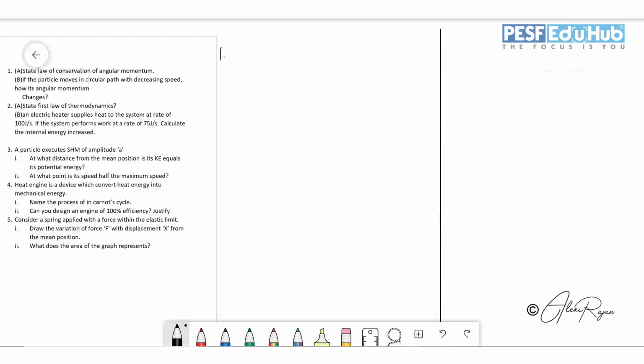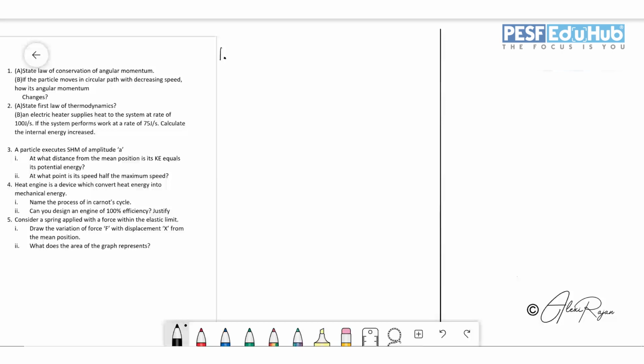First you want to state, not find out, state. State means you want to just surely state the law of conservation of angular momentum. So here you want to show that thing. You know that angular momentum all comes in circular motions, right? Whenever there is a circular motion, then only angular momentum, torque, this type of things will come there. You all well know all these things.